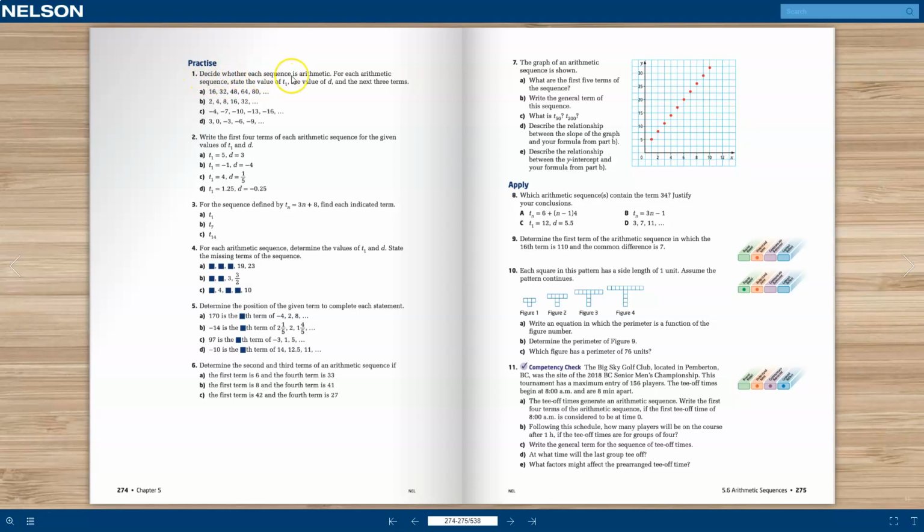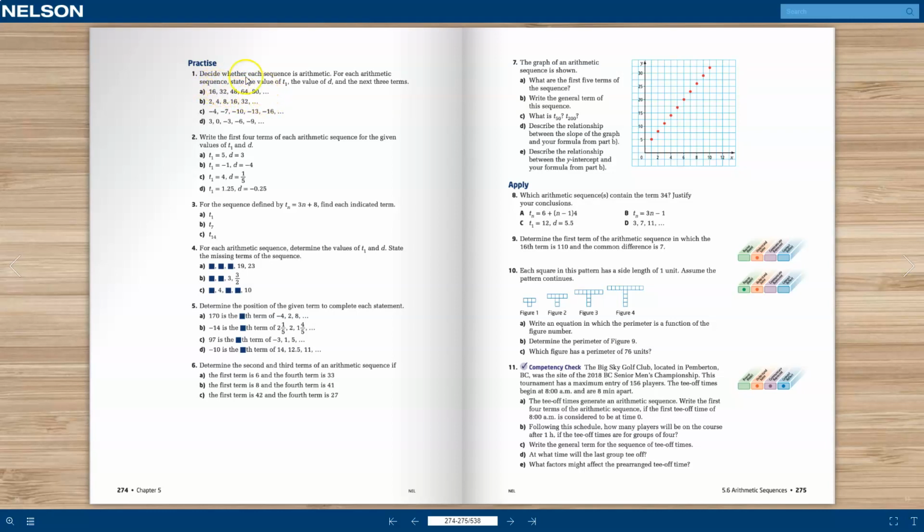Decide whether each sequence is arithmetic. So remember, to be an arithmetic sequence, it has to go by a constant amount. For each arithmetic sequence, state the value of T1, the value of d, and the next 3 terms. Okay. So is this an arithmetic sequence for A? It's going up by 16 each time. And it's a list. So it looks like this is an arithmetic sequence for A.